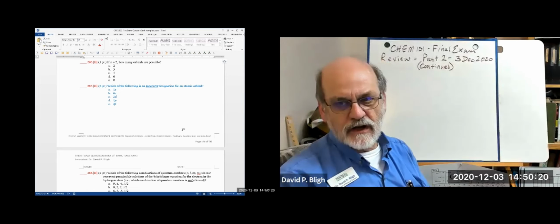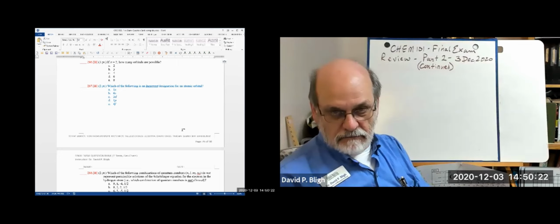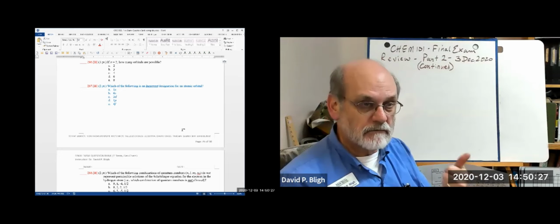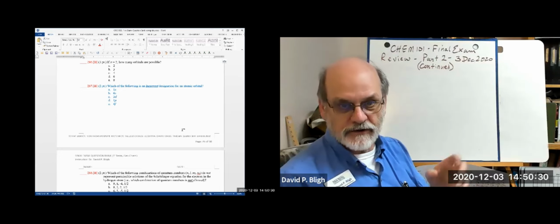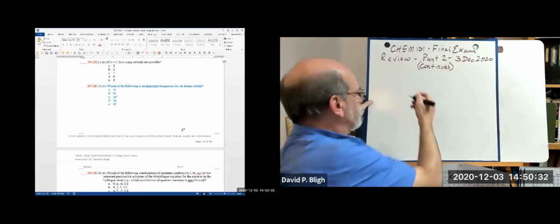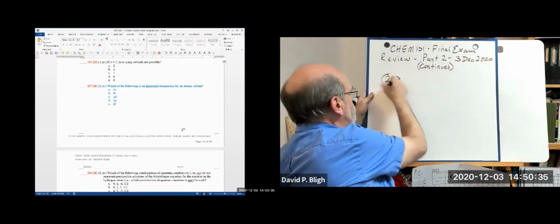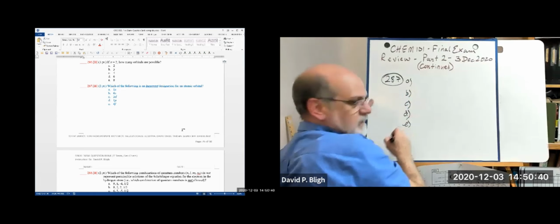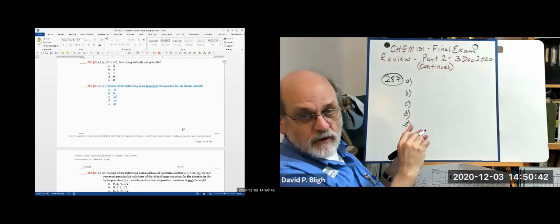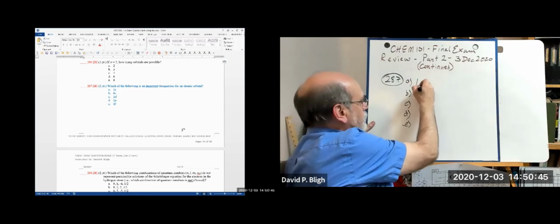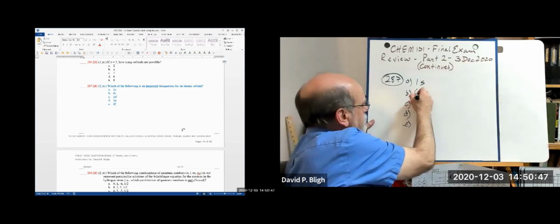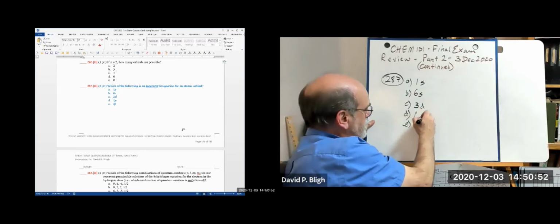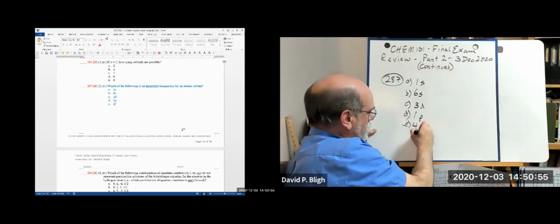Question 287 tests your knowledge of orbital quantum numbers for orbitals. We've got these possibilities, and we want to find the incorrect one: 1s, 6s, 3p, 1p, and 4f.